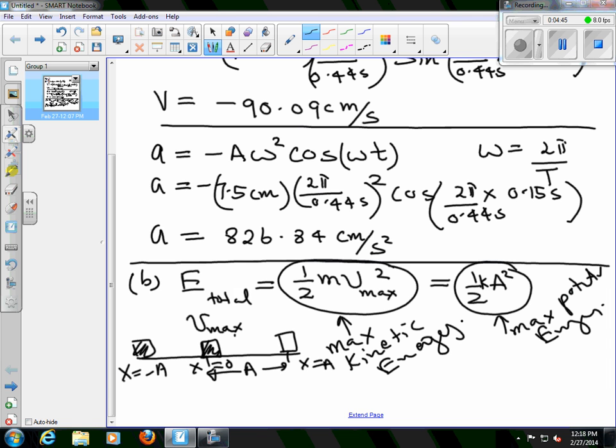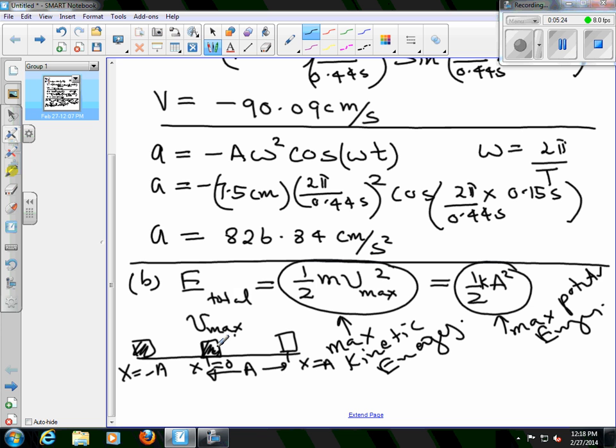Okay, so at this point you will see maximum velocity, and at this point you will see maximum kinetic energy. At this point kinetic energy is 0, but you have potential energy here. At this point you have maximum potential energy, kinetic energy is 0. At this point you have maximum kinetic energy, potential energy is 0, because the spring is not stretched. Spring is in equilibrium. So you have maximum kinetic energy here, right?